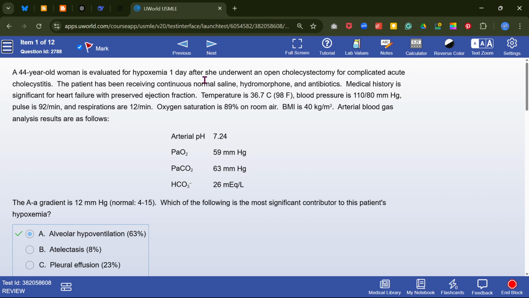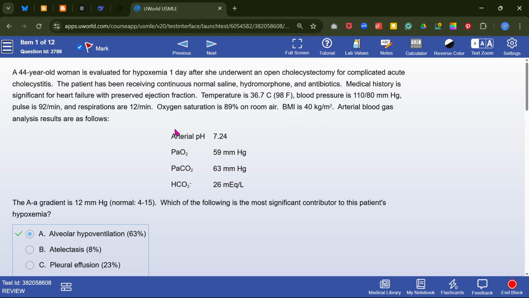One day after she underwent open cholecystectomy for complicated acute cholecystitis, the patient has been receiving continuous normal saline, hydromorphone, antibiotics. Medical history is significant for heart failure with preserved ejection fraction. Temperature is normal, blood pressure is normal, pulse 92, respiration 12 per minute. Oxygen saturation is 80% on room air and BMI is 40 kg per meter squared.